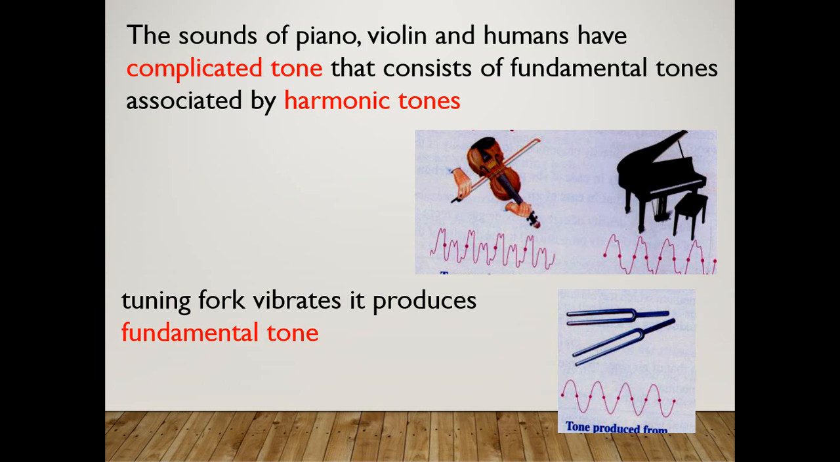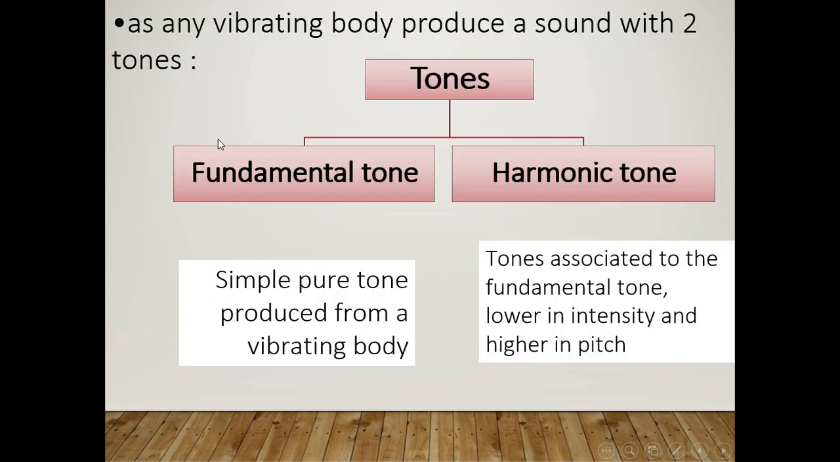is associated with harmonic tones, which differ from one musical instrument to another. So the tuning fork produces a fundamental tone, while the violin or piano has a fundamental tone plus harmonic tones. So we call it a complicated tone. We can classify the vibrating body as producing two kinds of tones, fundamental and harmonic. Fundamental is a simple pure tone produced from the vibrating body, such as a tuning fork. Harmonic tones are associated with the fundamental tone, with lower intensity and higher pitch, to make the tones you hear in songs.